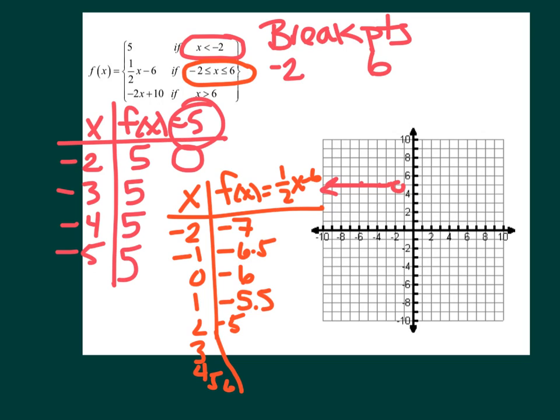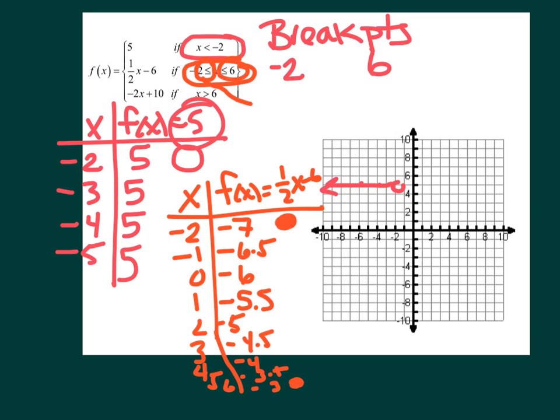So I should get -4.5, -4, -3.5, and -3. And those are all the points we want to plot between -2 and 6. Now you'll notice, what type of circles do we need? At -2, it's closed, so I'm going to put a closed circle. And at 6, it's closed, so I'm going to put a closed circle there to remind myself.